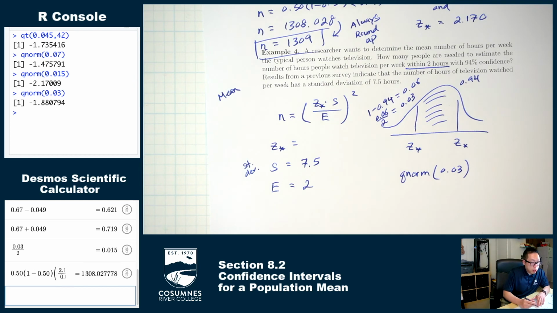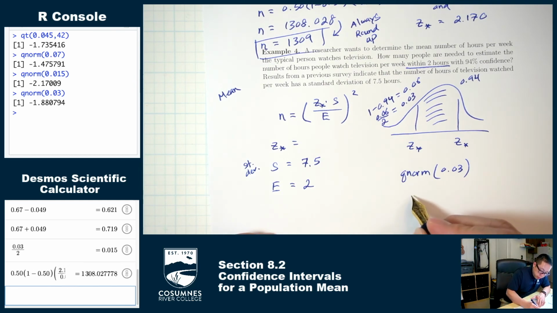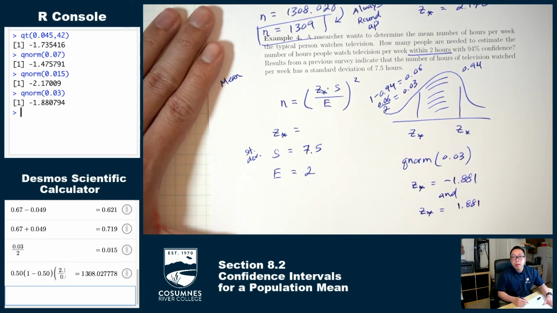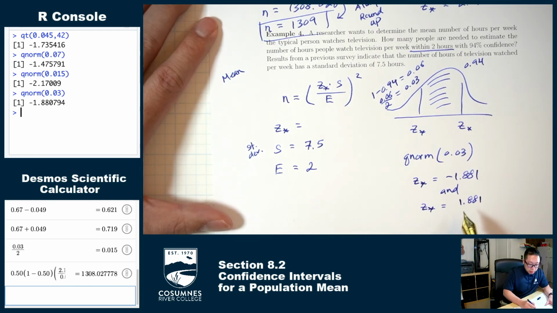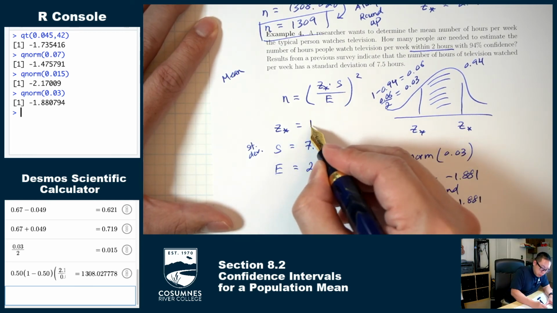Negative 1.881. That refers to the Z star on the left. The one on the right is going to be positive 1.881. And the positive one is the one I'm going to use in my formula. So positive 1.881.